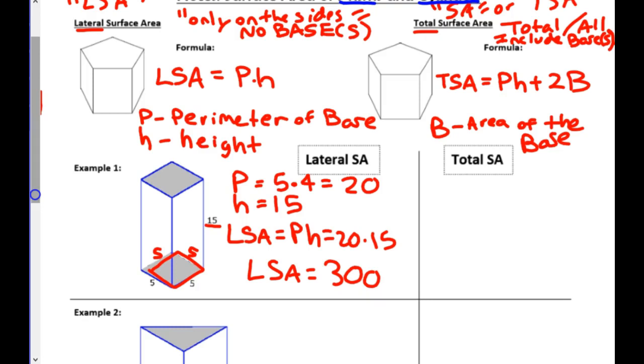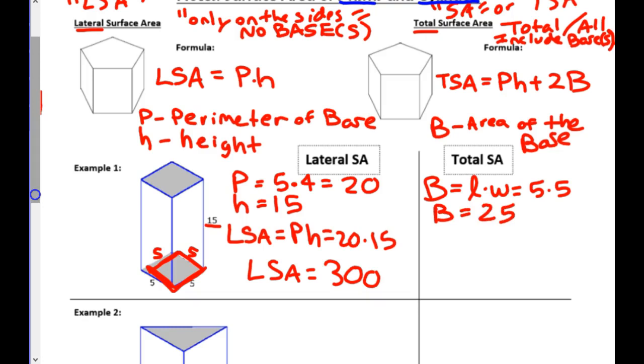Area of the base. So how do I find the area of a square or any rectangle? We multiply. So we're going back in time to area formulas. It's length times width, right? So big B, area of a square, length times width is 5 times 5, because both length and width are 5. 5 times 5 gives me 25. So big B is 25.